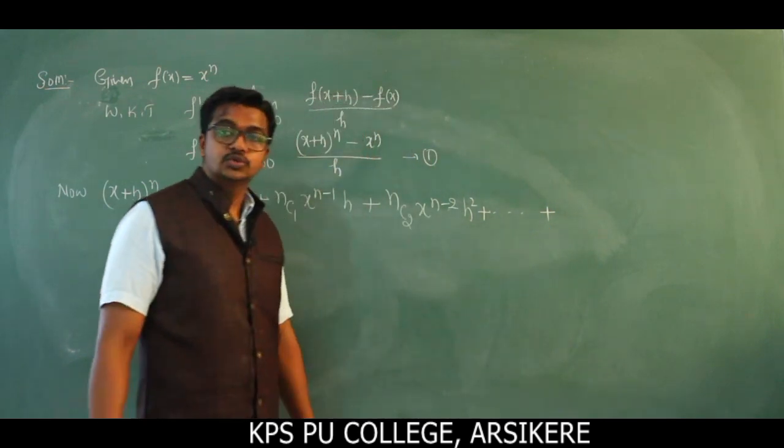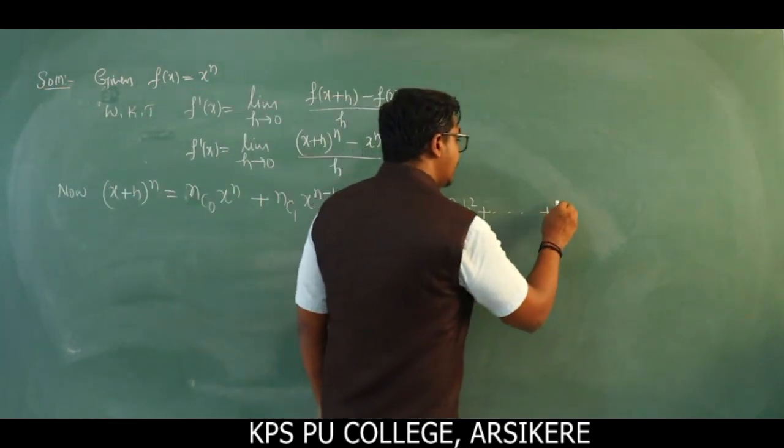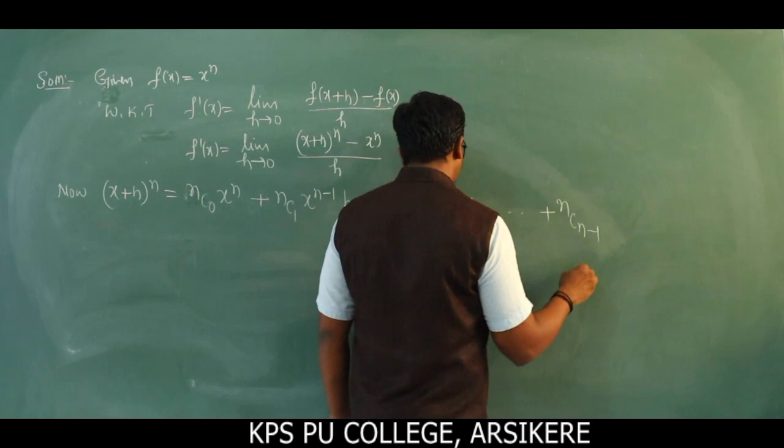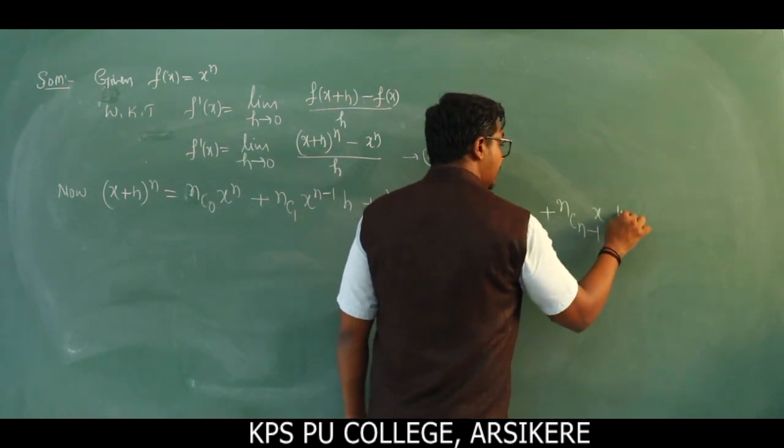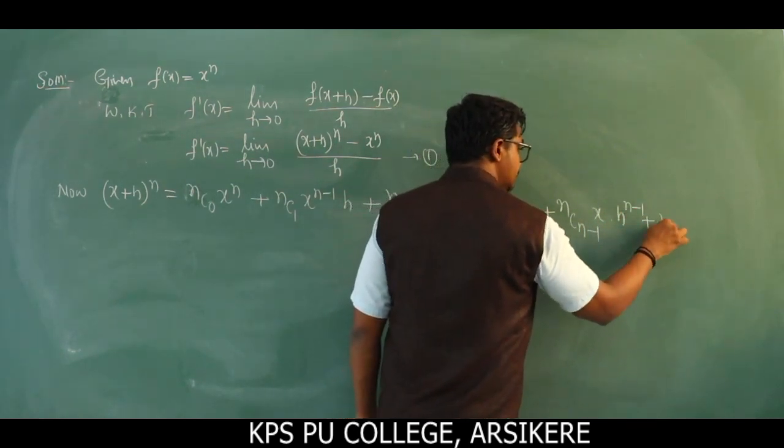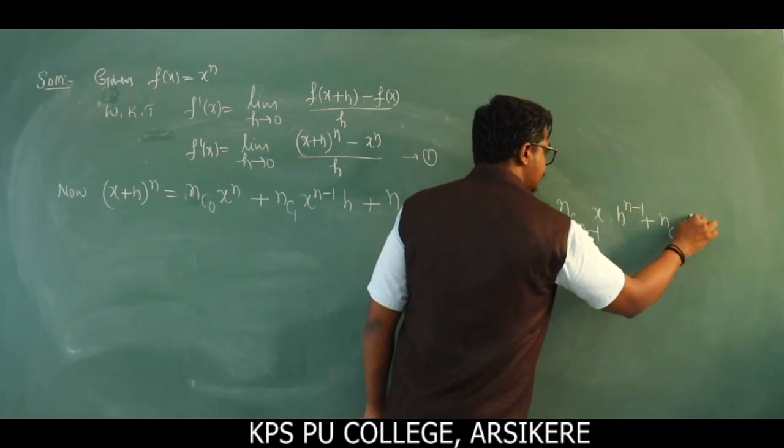What about the last two terms? The last two terms are nC(n minus 1) x into h power n minus 1, plus nCn h power n.